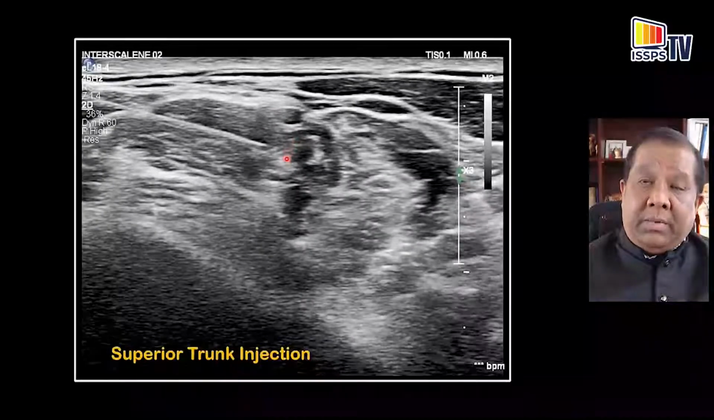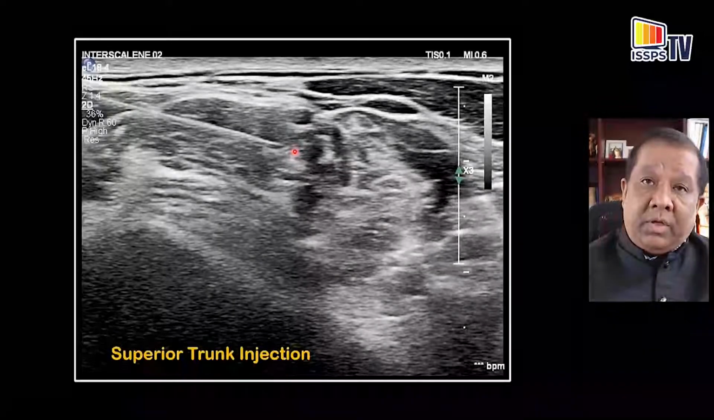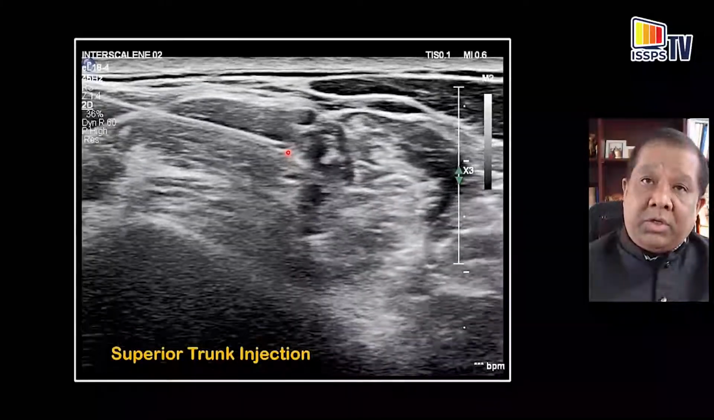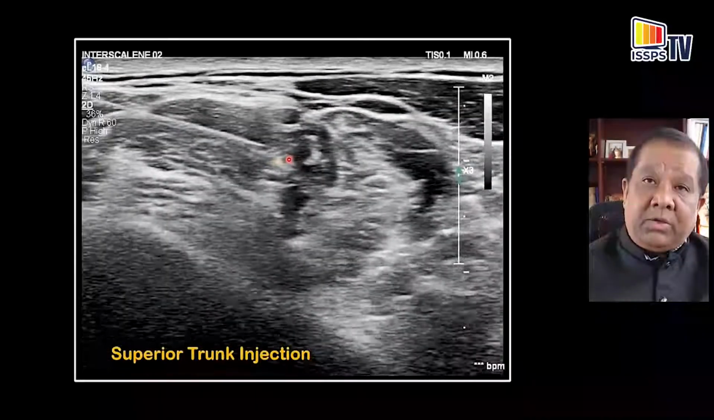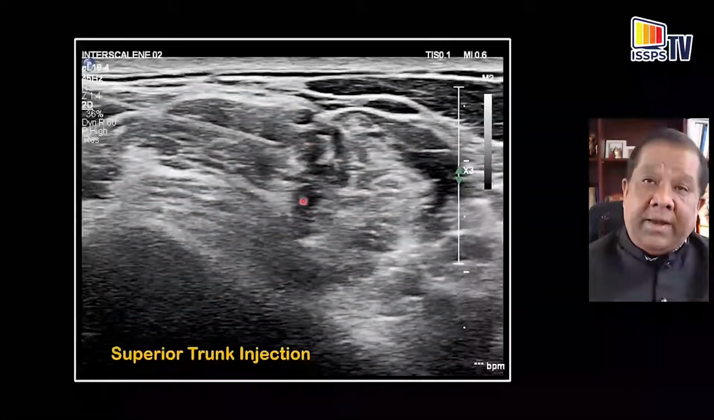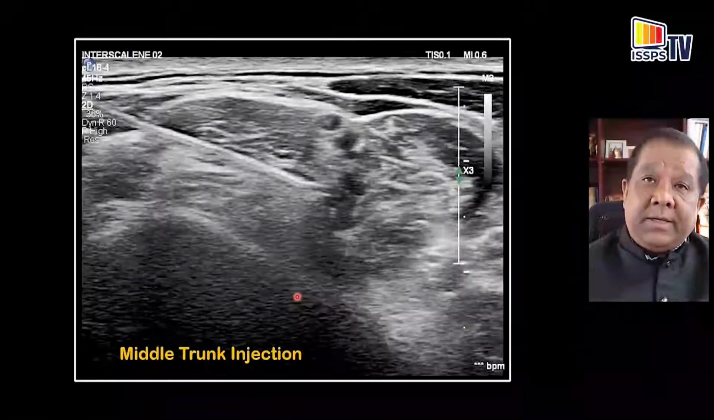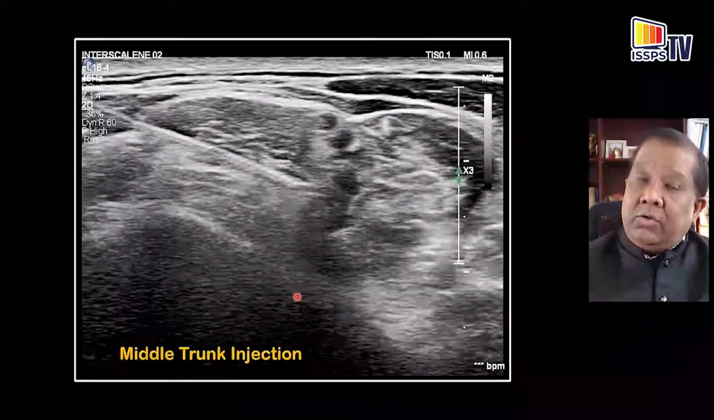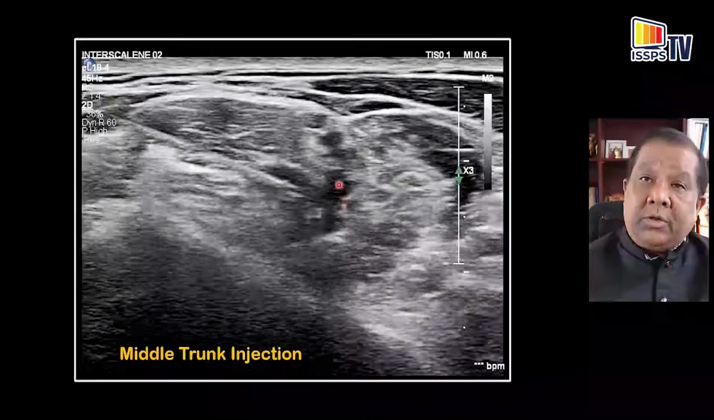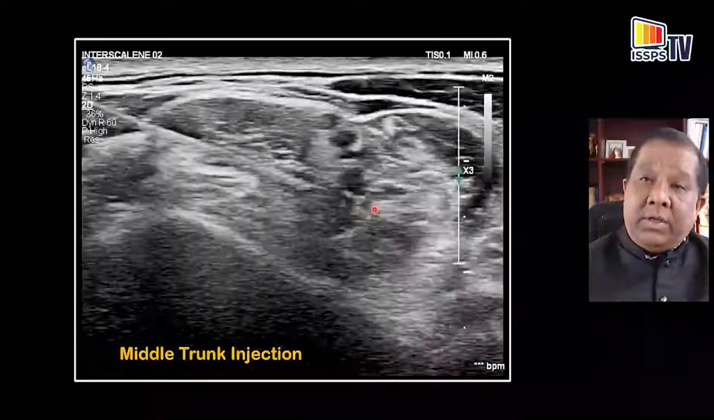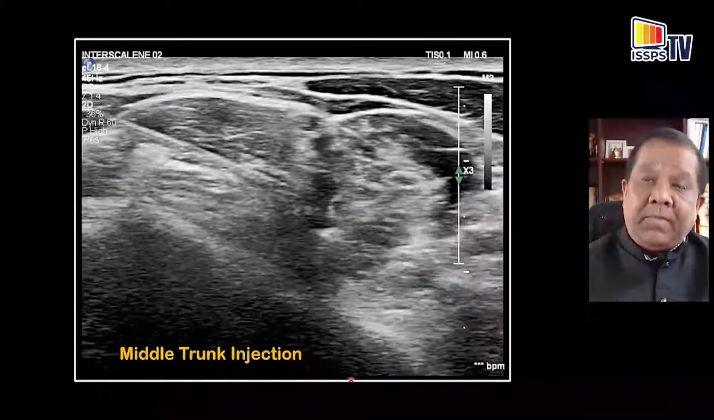You place the needle in the periplexus position after saline hydrodissection. 7 mils of a 1-to-1 combination of 2% lidocaine with 1 in 200 epinephrine and 0.5% bupivacaine is injected at this level. Thereafter, the needle is redirected through the same skin puncture and repositioned adjacent to the middle trunk, which is a continuation of the C7 within the interscalene groove, and 8 mils of the local anesthetic mixture is injected.